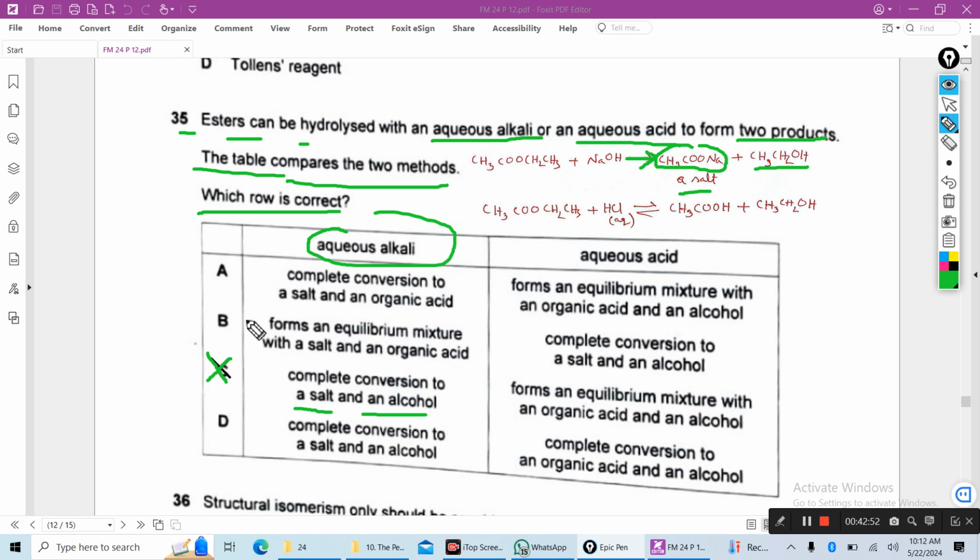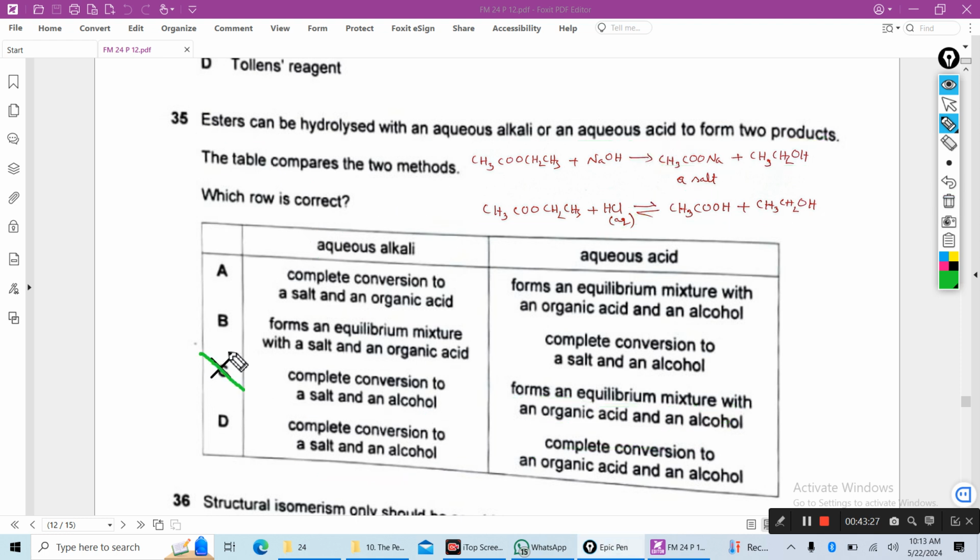So forms equilibrium mix. This is wrong. Complete conversion to a salt and water. D is also a right answer for this part. But in the second part, when ester is acid hydrolyzed, they produce ethanoic acid and an alcohol. This is a reversible reaction. This is an equilibrium mixture. So complete conversion is wrong. That's why it forms an equilibrium mixture with an organic acid and alcohol. So C is the right answer.